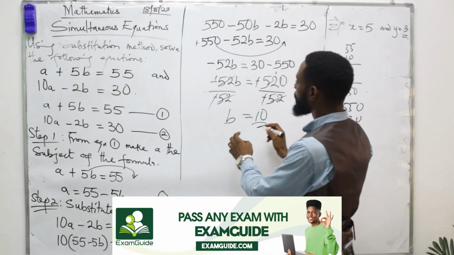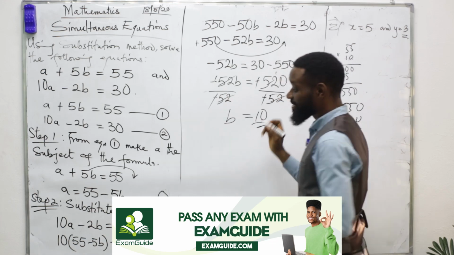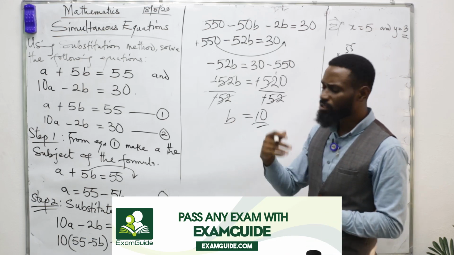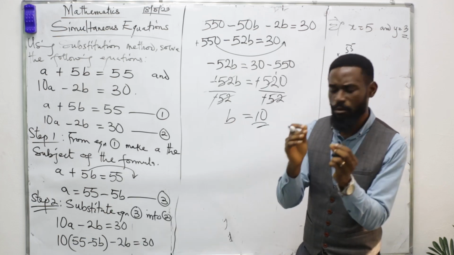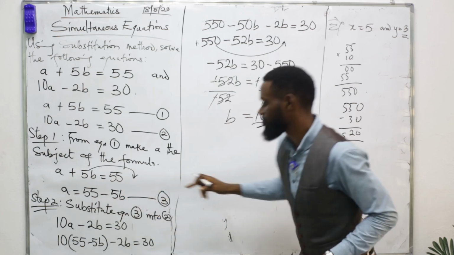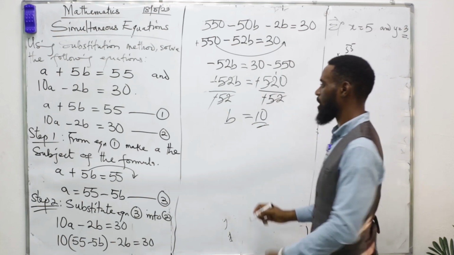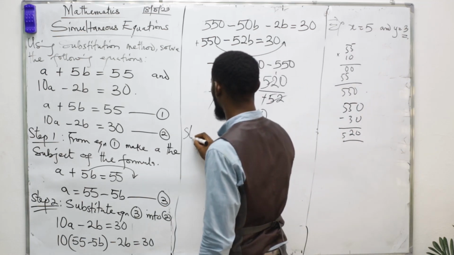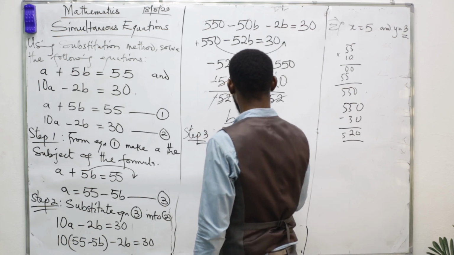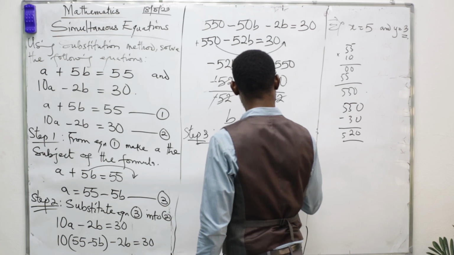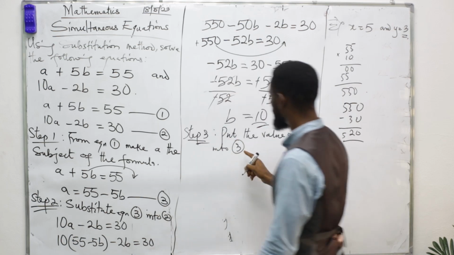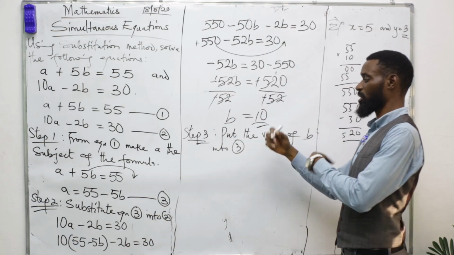Now, to find the value of a, simple. Don't go back to equation 1 and 2. Since you have already gotten a subject of formula for a here, our a is 55 minus 5b. Just put the value of b into equation 3. So step 3: put the value of b into equation 3.